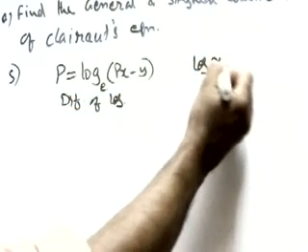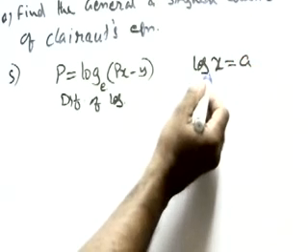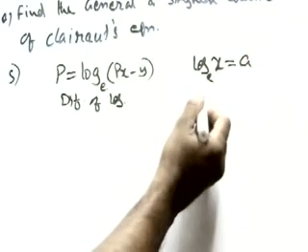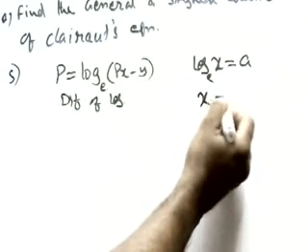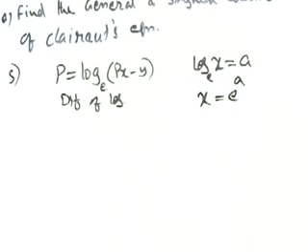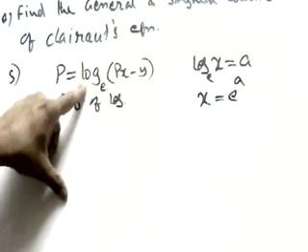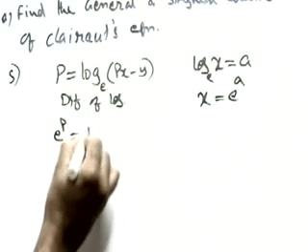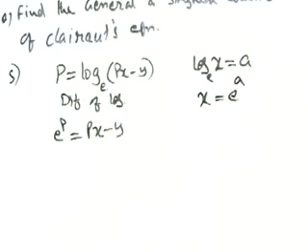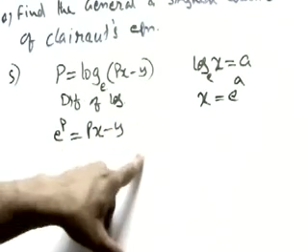You see here, suppose we have log x equals a. Here we have base e. If we take out log, what is left here? x. This e will come here. It will be e power a. This is the definition of log. So let me take out the log here. This e will come here. So it will be e power p equals px minus y.